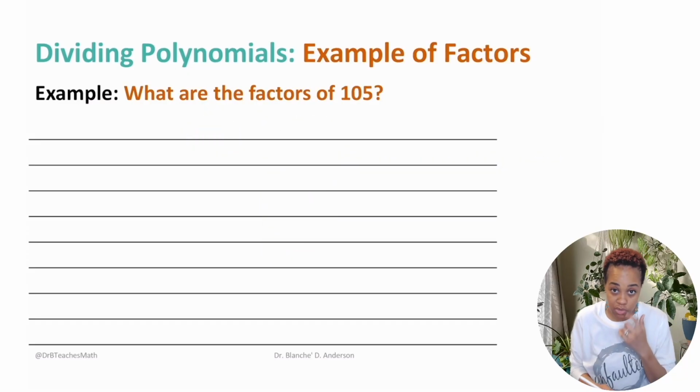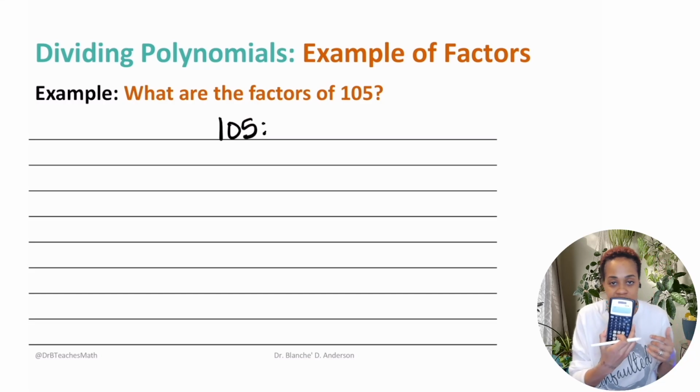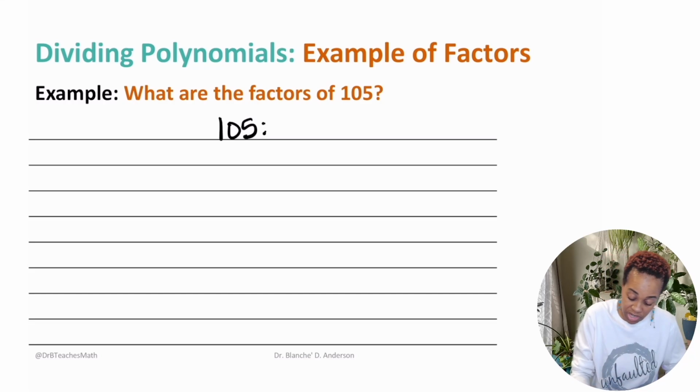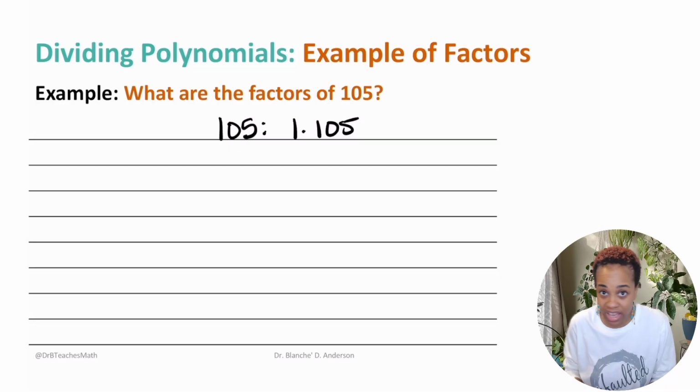All right, look at this one. 105. Now again, you're probably like, okay, I don't know my multiplication like that. Bust out your calculator. Ain't nothing wrong with it. We know 1, right? 1 and 105. And you say, well, what about 2? Well, you have to say 105 divided by 2. We get 52.5. That means that 0.5 means there's a remainder, right?